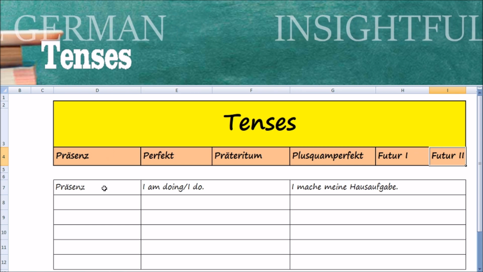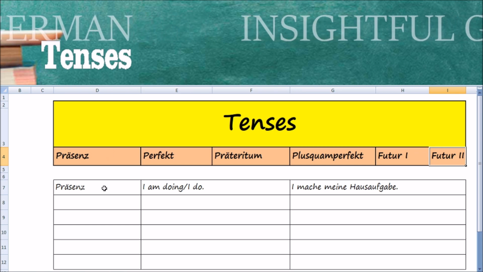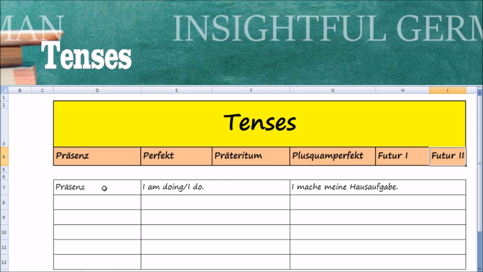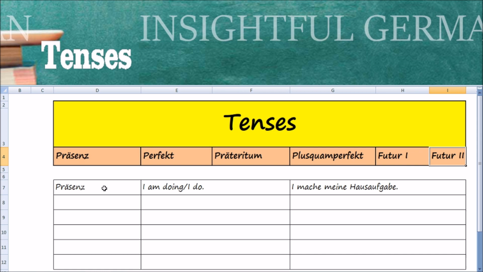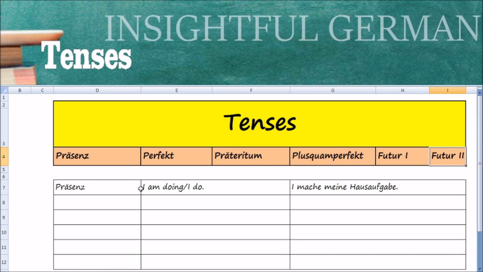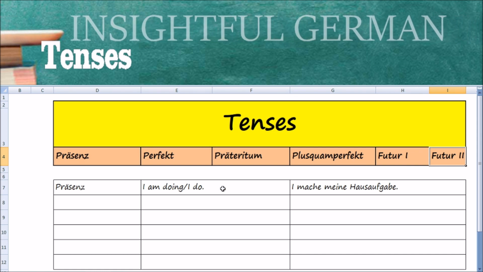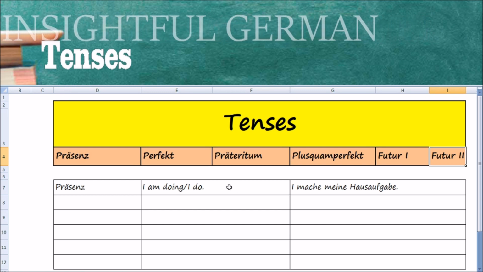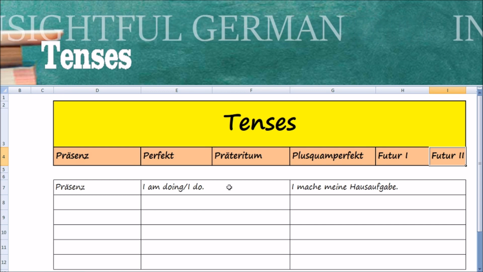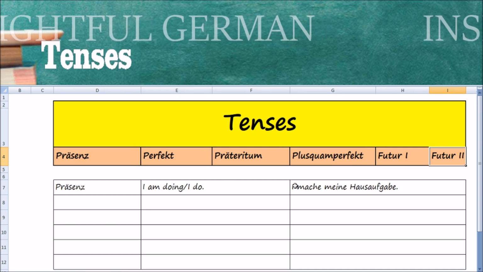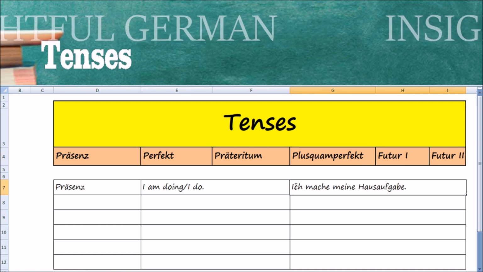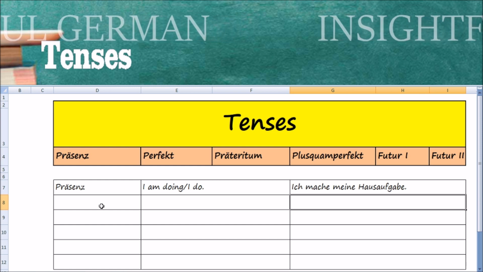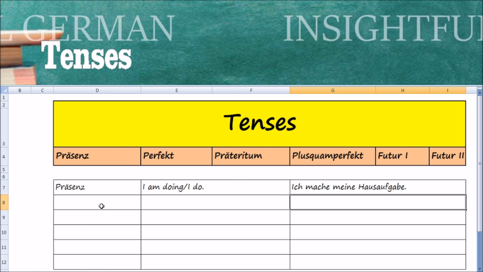In Präsens, we do not have any difference between affirmative and continuous tenses. So "I am doing" and "I do" become the same: ich mache. I am learning, I learn, ich lerne. I am going, I go, ich gehe. Ich mache meine Hausaufgabe.